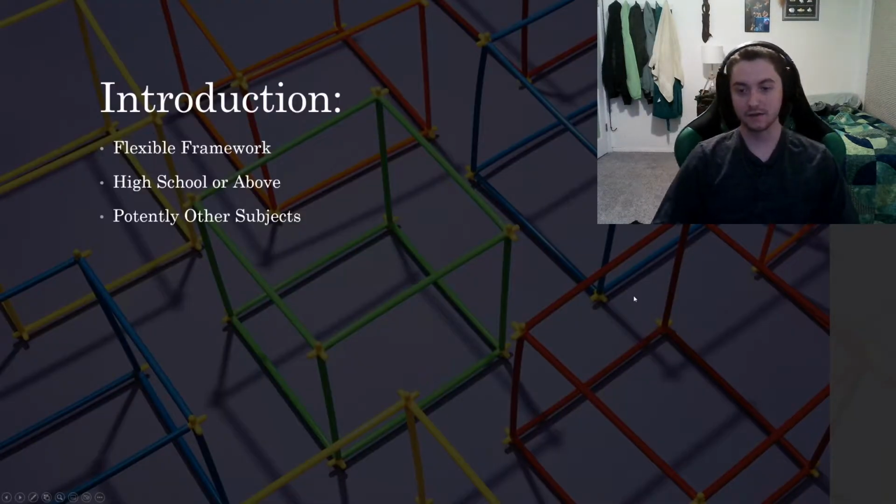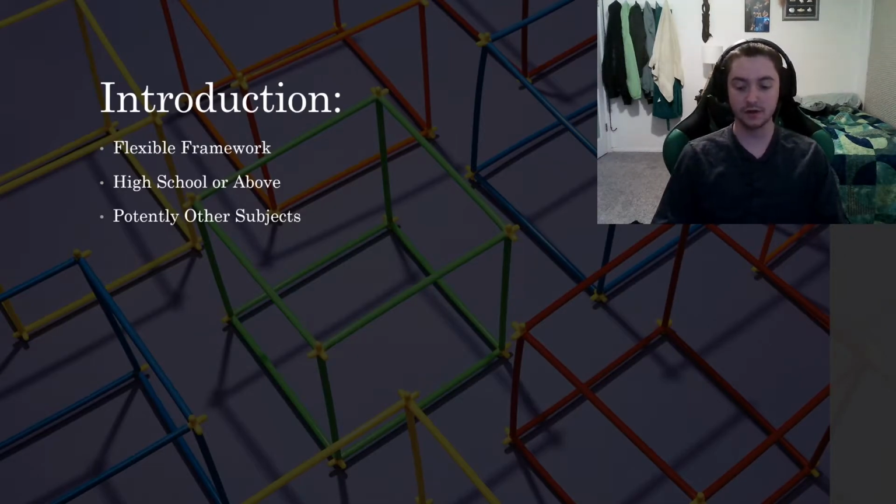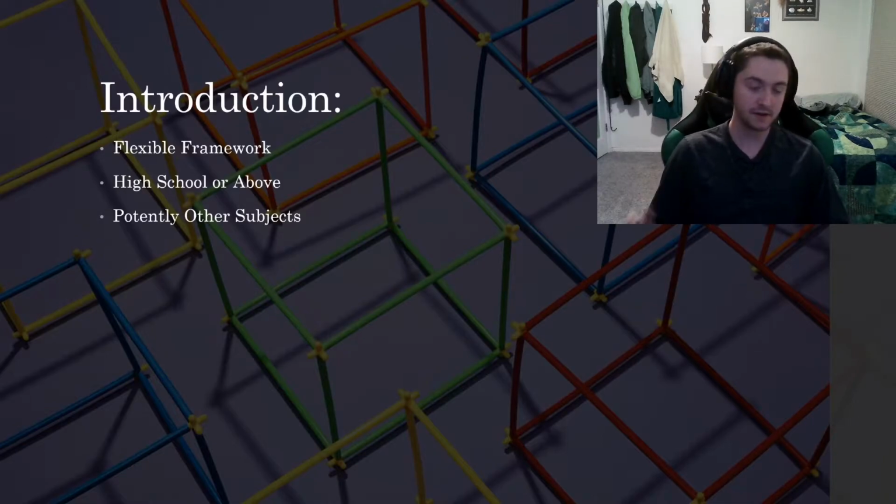This how-to video is an open framework. So ideally, you could use it in just about any history class of high school level or above. Potentially, it could be used for middle school. However, the lower level of maturity and less proficiency in reading could make it difficult. It also could potentially be used in other subjects. I think a science class could use something similar to this.